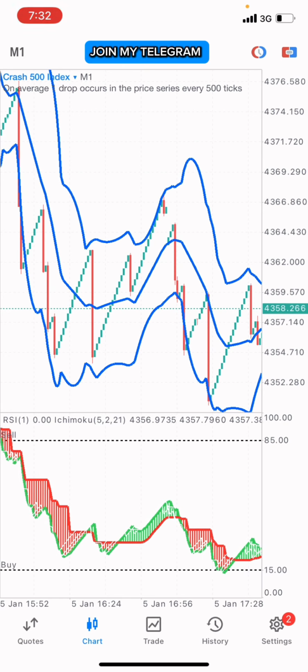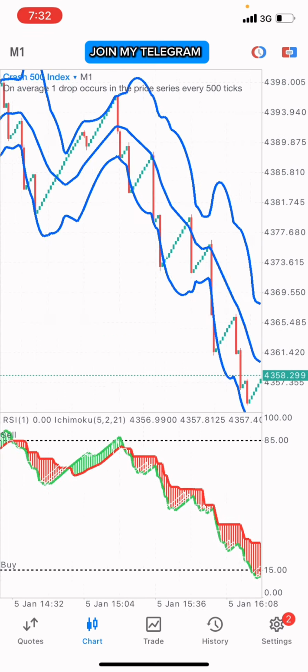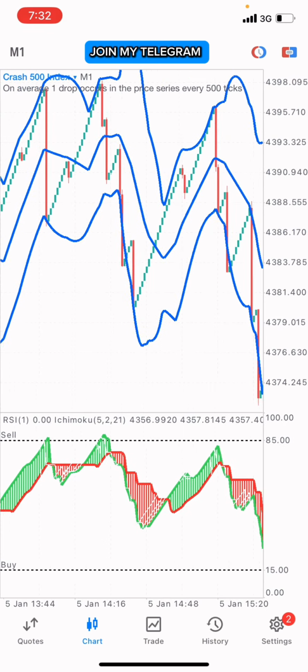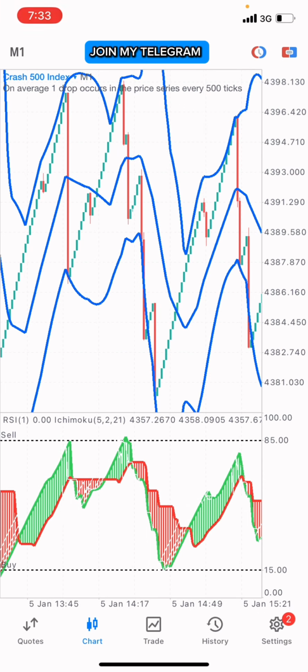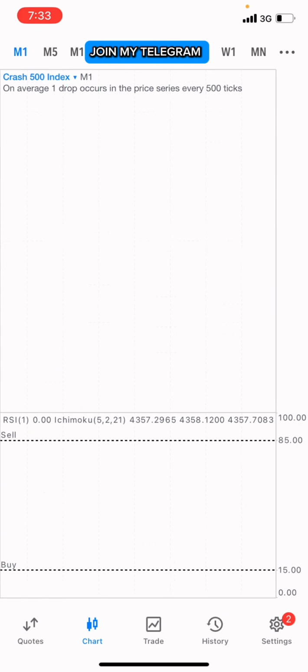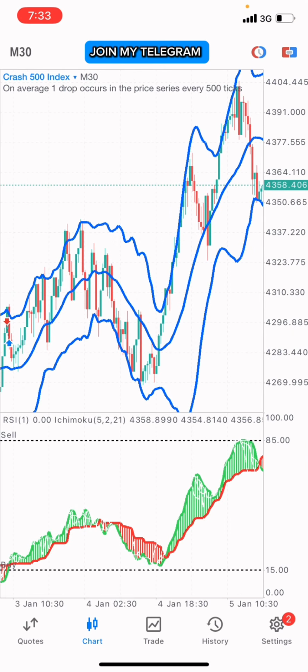Now that we're on the third zoom level for the crash market, basically what you're going to do is observe the market clearly. Remember to always check the higher time frame before you confirm your entries. Go over to the higher time frame, like the 30-minute or 1 hour time frame, to confirm your entries.